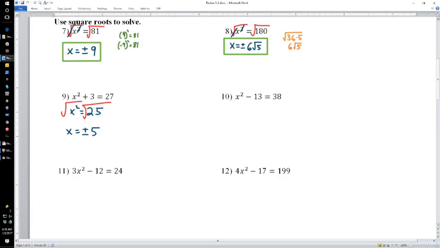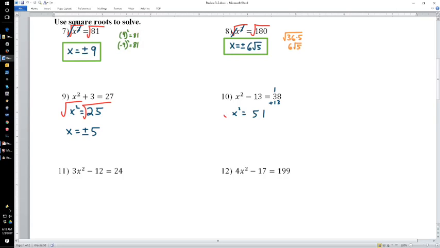Number 10, if you're back, again, same idea. We're going to start off by getting down to the x squared. So I'll add 13 to both sides. So x squared equals 13 plus 38. That's 8, 9, 10, 11, so that's 1, that's 51. Is that right? I'm losing my mind, it's too early in the morning. 8 plus 3 is 11. 3, 4, 5, yes, 51.